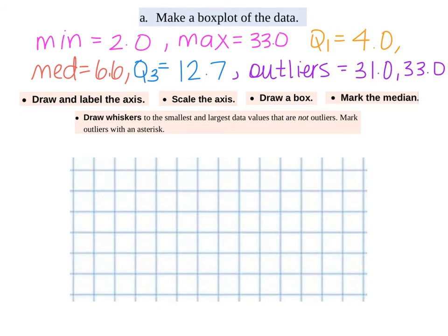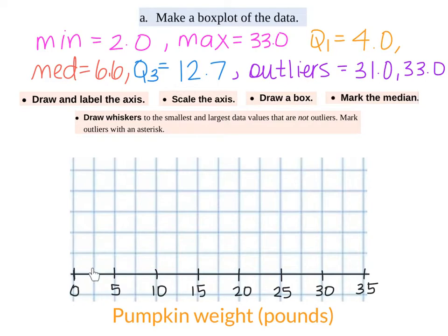All right, now onto the fun stuff. Let's actually make this box plot. So I've got all my information up here. I'm going to first draw and label the axis and then scale the axis. I know that my minimum is 2 and my maximum is 33, so those are the two things that are going to help me out here. So I made a horizontal line. I made notches every 2, counted by 5, so that'll cover my range here. I've got 0 to 35, which will cover the 2 to 33, and then I labeled my axis as pumpkin weight in pounds.